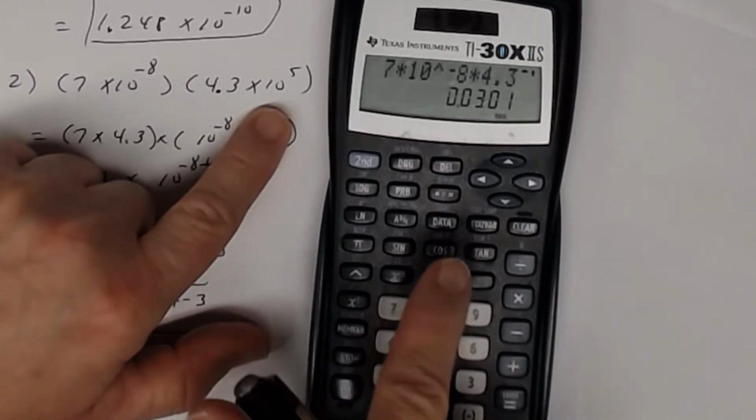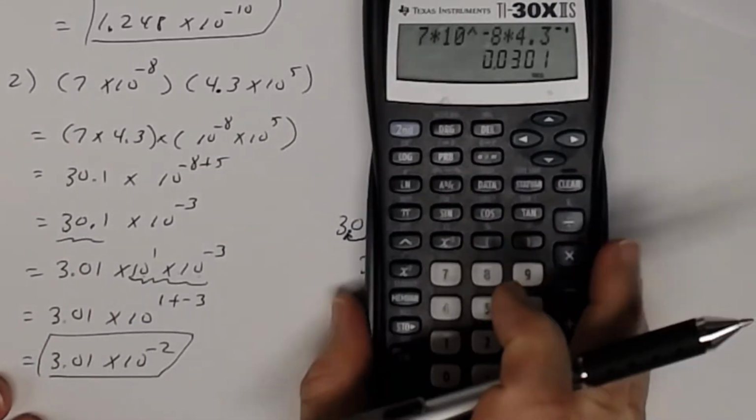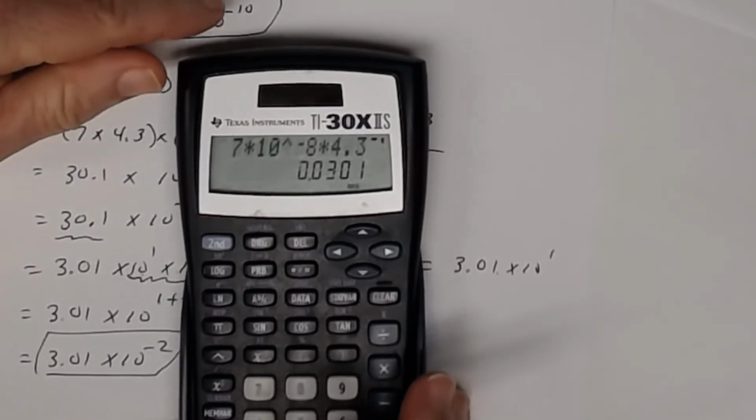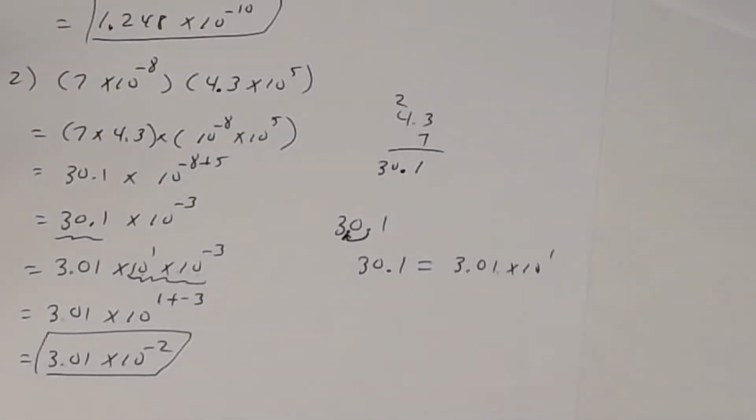And then I get 0.0301. And remember, this is 0.0301, right? Is what I have boxed off the same thing as this? Yeah, it is, because remember what negative 2 does. Negative 2 means I move the decimal point to the left 2 units, 1, 2. So I have 0.0301, which is what you see there. All right? Okay, that was number 2.